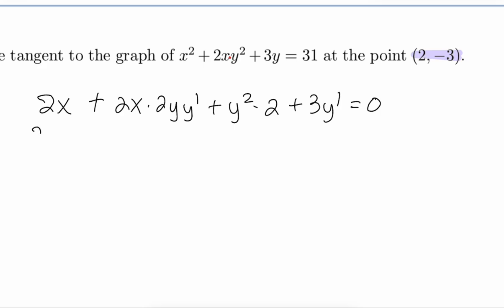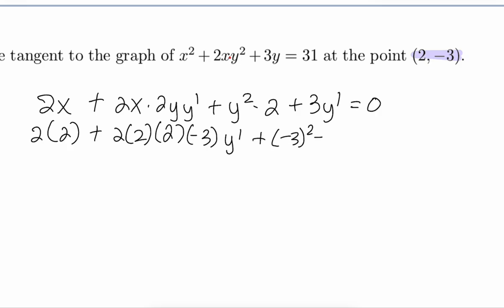So this would be 2 times 2, times 2, times negative 3, y prime, plus negative 3 squared times 2, plus 3y prime equals 0. They're just numbers. So every x I replaced with 2, and all the y's I replaced with negative 3. Okay, so hopefully I think I did all that right.